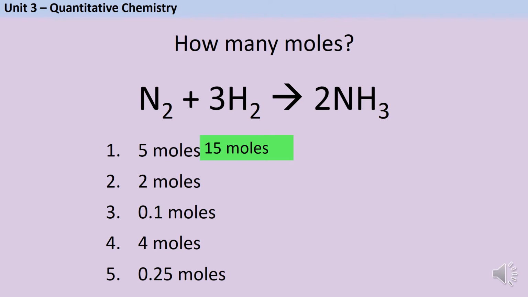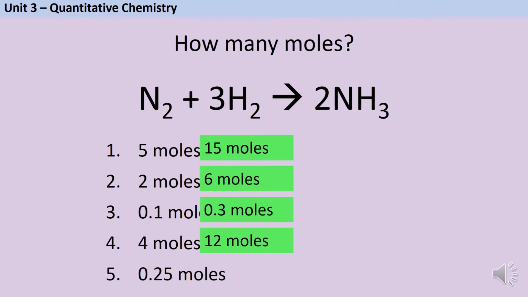Hopefully that made sense and you've been able to use the symbol equation to say that this reaction is going to need 6 moles of hydrogen, 0.3 moles of hydrogen, 12 moles of hydrogen, or 0.75 moles of hydrogen.